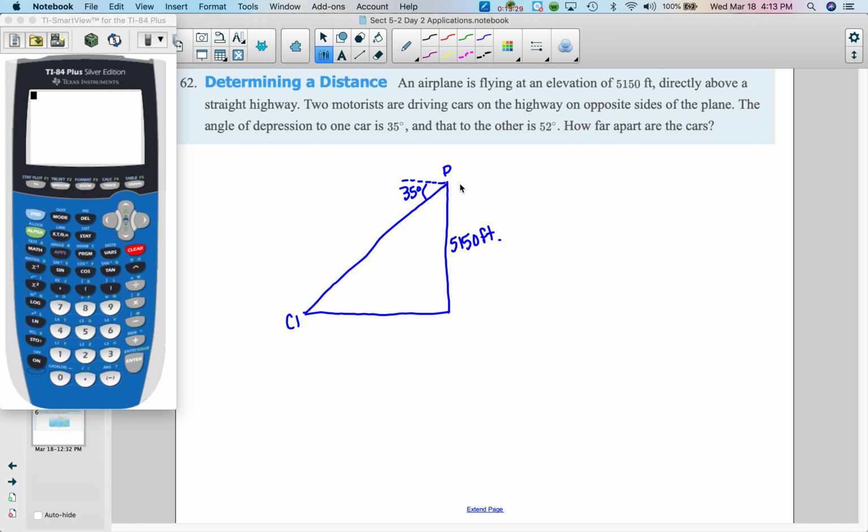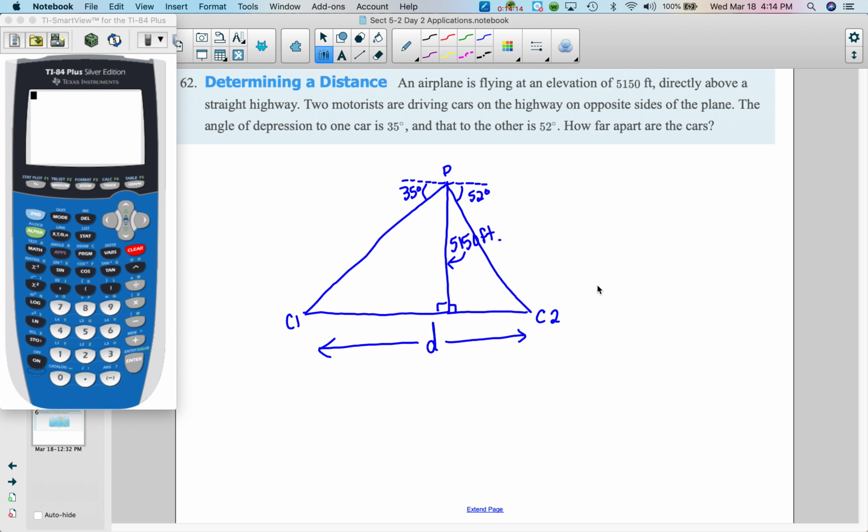And then we have a 52 degree angle of depression, so it's a little larger. So I'm going to draw something like this. It's not curved though. And that's 52 degrees. And so then I'm going to make this car 2. This is a right angle, and this is a right angle. The height of the airplane, it's kind of confusing though, that's this piece here, 5,150. And what are we asked to find? How far apart are the cars? So we're trying to find this total distance here.